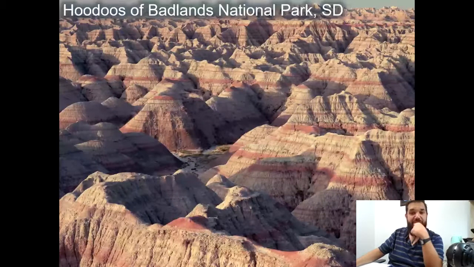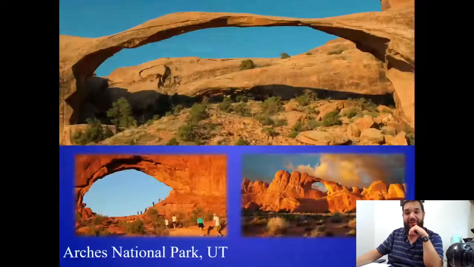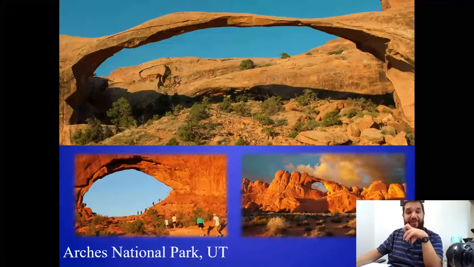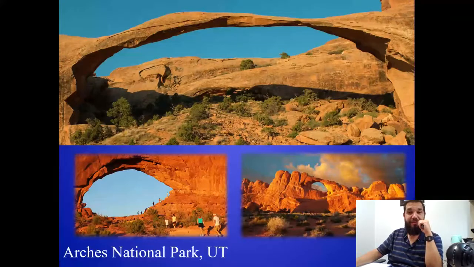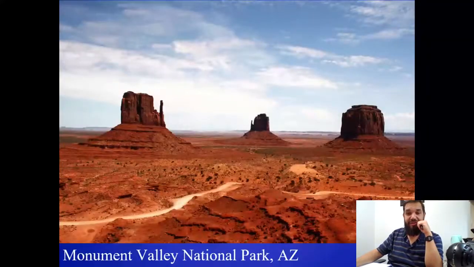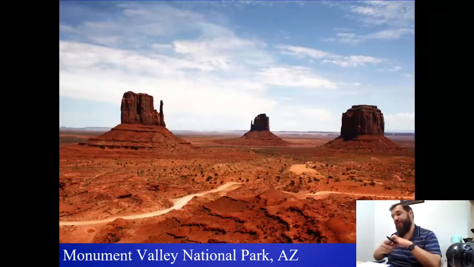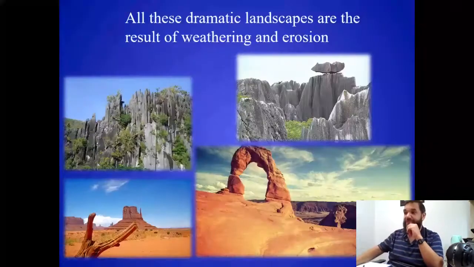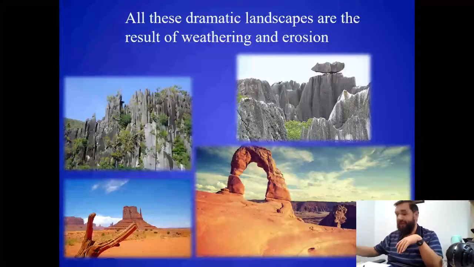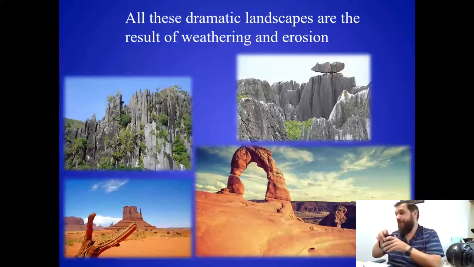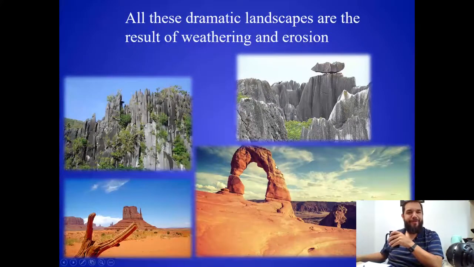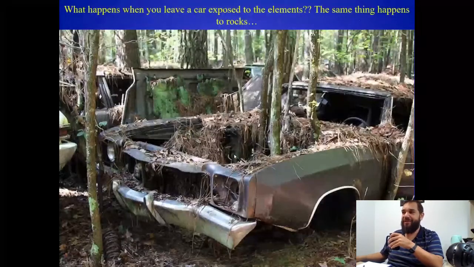These are the Hoodoos in Badlands National Park, South Dakota. Bryce Canyon in Utah, another very interesting landscape sculpted by weathering. Arches National Park in Utah, yet another really interesting landscape sculpted by weathering. And Monument Valley National Park. So a lot of really interesting landscapes that are all formed through weathering. I want to hopefully get you a little bit excited about weathering. You might be like, oh man, that sounds really dull, but it is actually pretty cool.